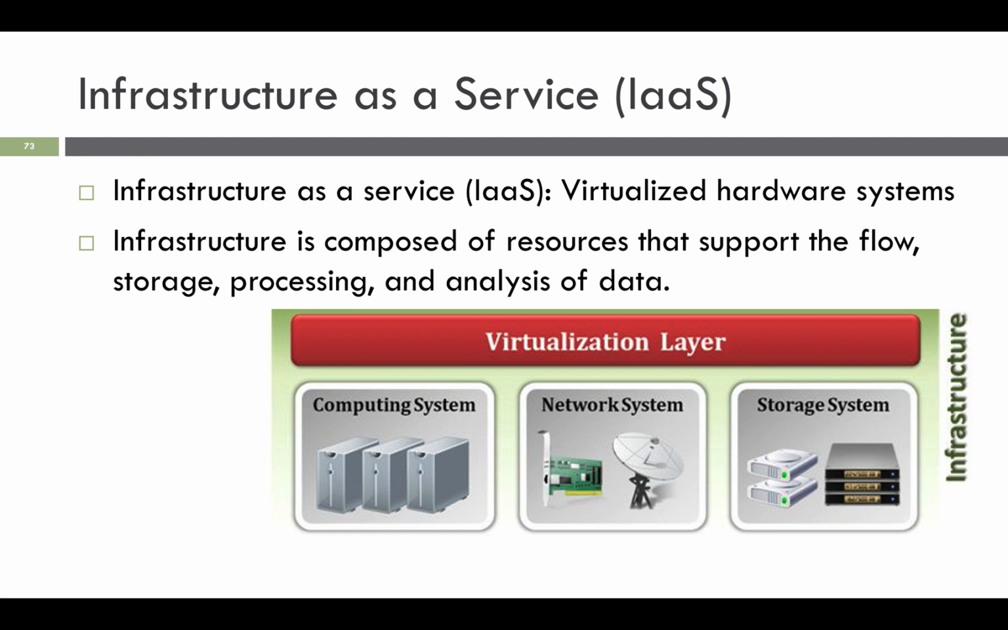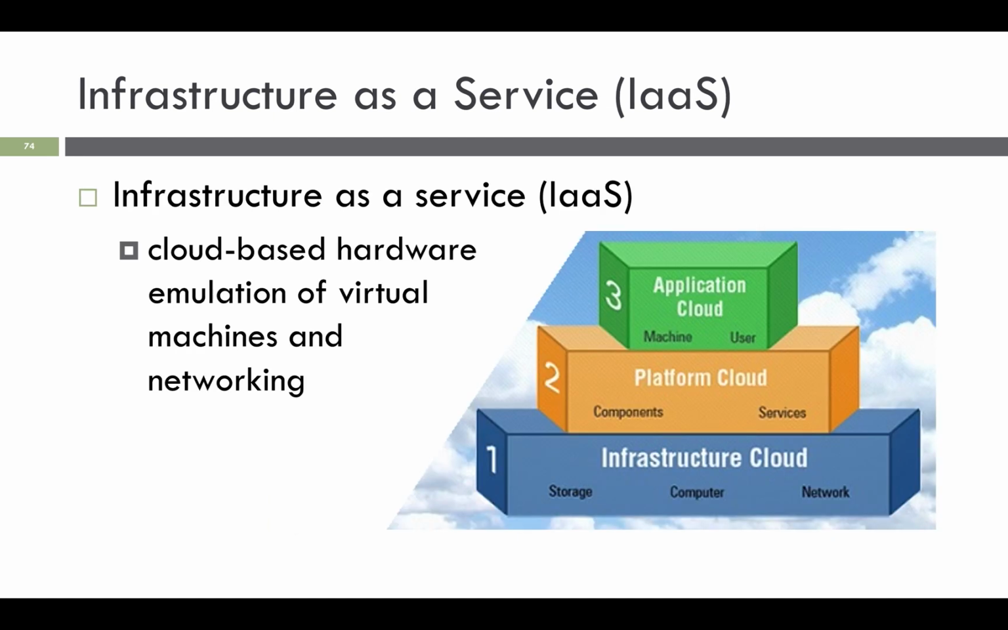Infrastructure as a service provides computing infrastructure or virtualized hardware systems. Information technology infrastructure is composed of physical and virtual resources that support the flow, storage, processing, and analysis of data. IaaS provides the virtual components that connect SaaS and PaaS. Infrastructure as a service gives an organization an alternative to having to install new physical computers or networks. Instead, they can use the existing infrastructure to add virtualized components.